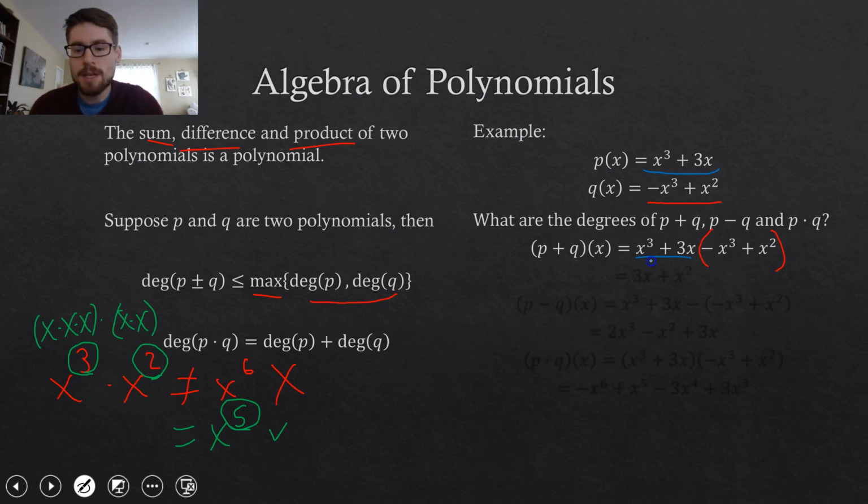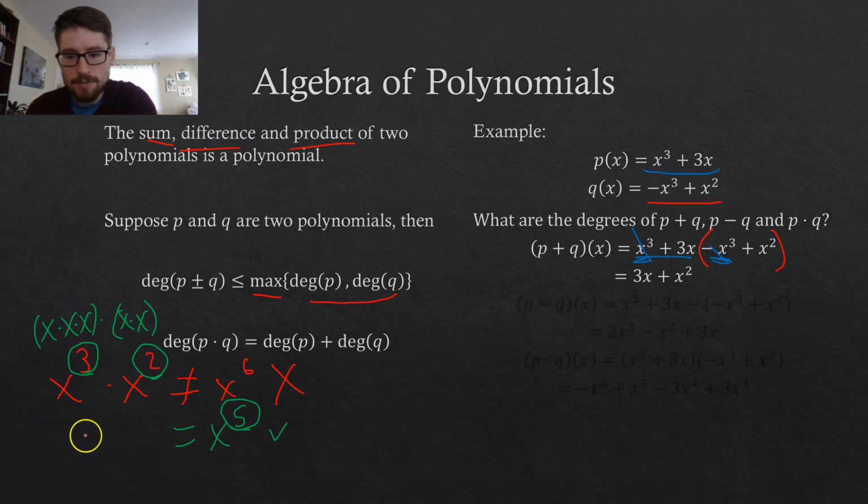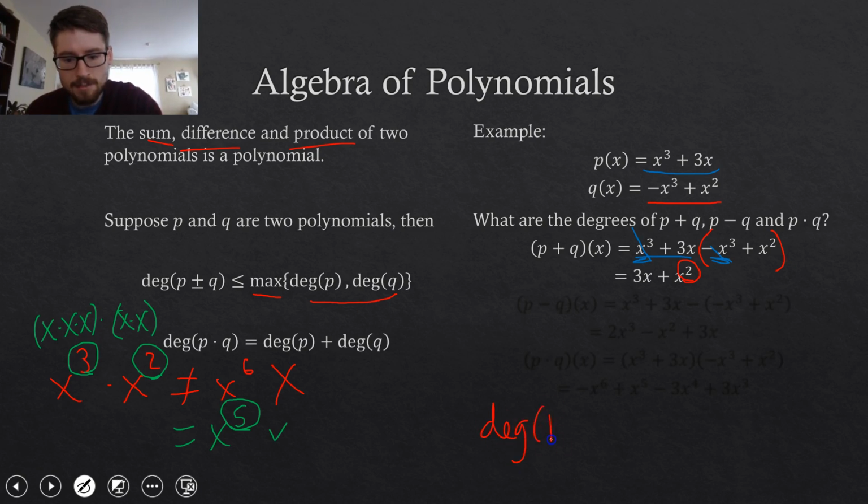So we've got P plus Q, and we're going to add these two polynomials together. And if you are careful in observation, you'll see that you've got a positive x cubed and you've got a negative x cubed, and so these guys are going to cancel each other out, and that's going to get you 3x plus x squared. So what would the degree of P plus Q be? Well, we had to actually add them together to find out, and the degree of P plus Q is going to be 2. So the degree, we'll just write it down here, deg P plus Q equals 2.